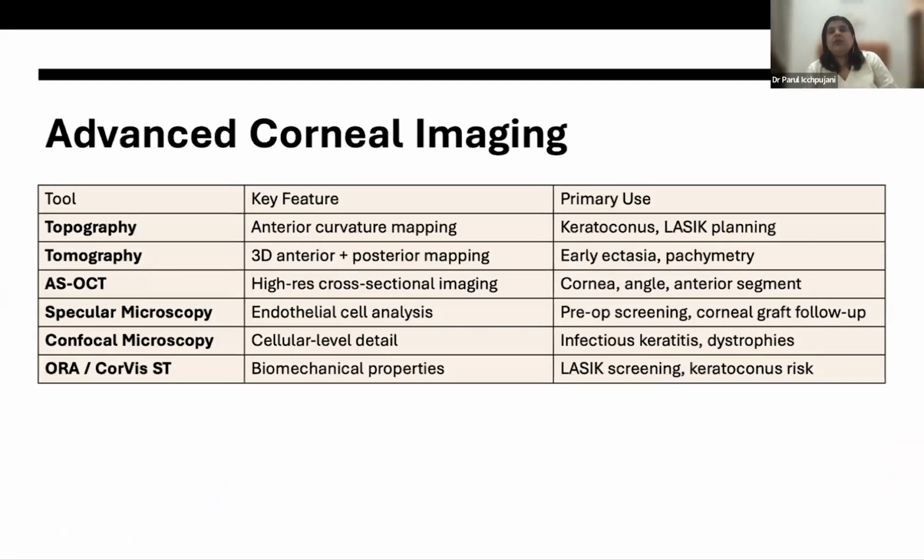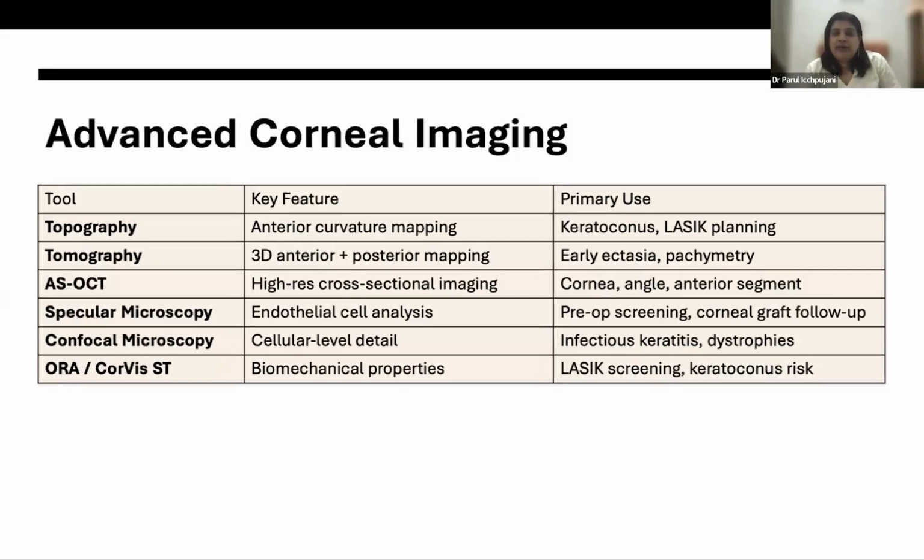Specular microscopy helps you assess the endothelial cells or the endothelial layer of the cornea. So if the endothelial cells are not healthy, and if you plan to do a cataract surgery or any surgical procedure, the outcome can be guarded. So it's important to do pre-op screening. And if you're using a corneal graft for a patient who has an opacity, for corneal graft follow-up also, it's important to do a specular microscopy.